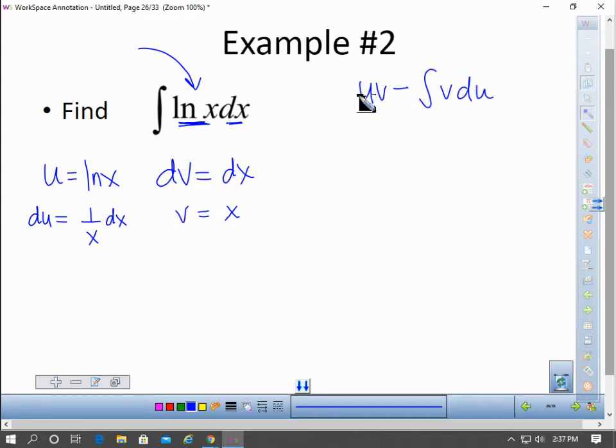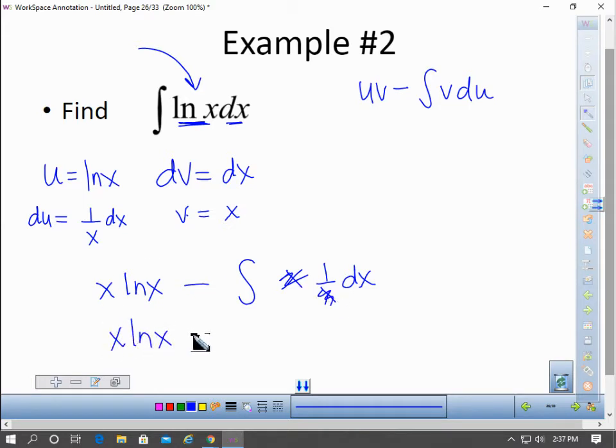So we're going to do the u times the v. That's going to be ln of x times x. I'll put that in front so it doesn't look weird. So it's the ln of x times the x minus the integral of v, which is x, and then the du, which notice the du is 1 over x dx, so the x's cancel. So I've got x ln of x minus the integral of 1 dx.